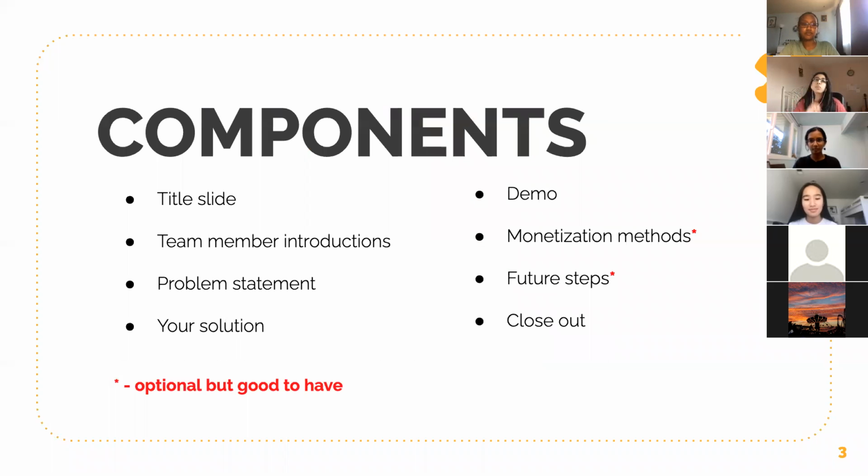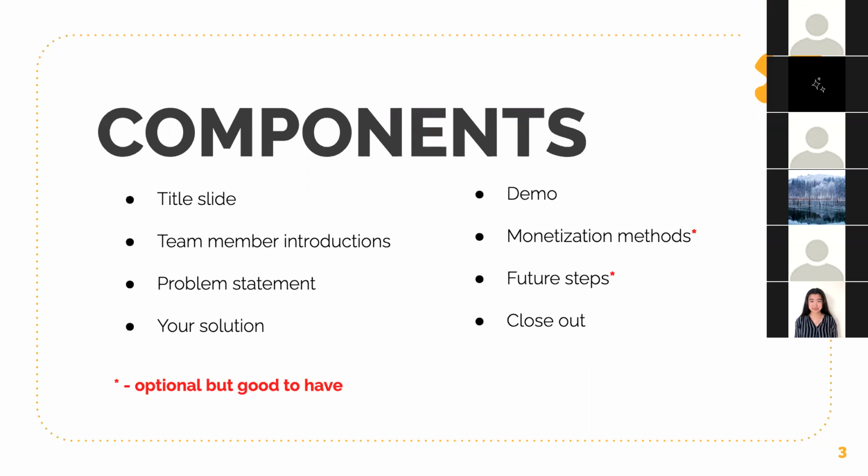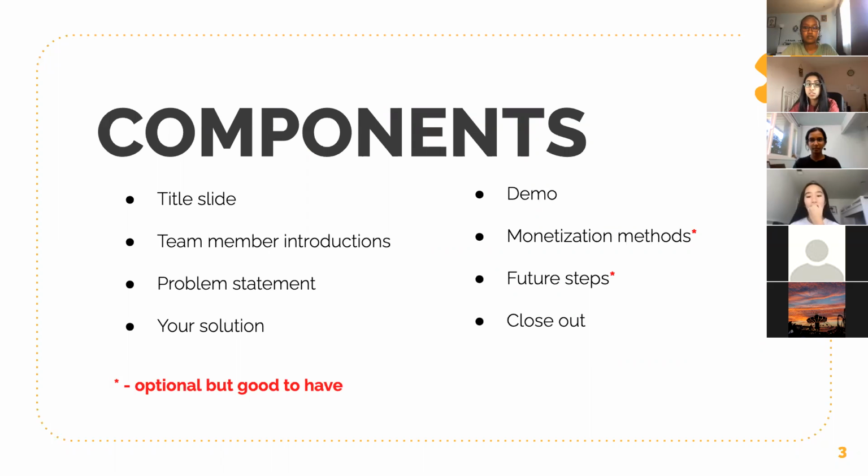These are a few components that I think make up a good pitch, and in no way do you need to use all of these, but these are the main components that I think create a good presentation. That includes the title slide, team member introductions, problem statement, your solution, the demo, monetization methods, future steps, and closeout. Right now it looks a little daunting, but you can definitely get this done in under 3 minutes, and I'll show you how. The ones marked with a red asterisk are optional, but they're pretty good to have.